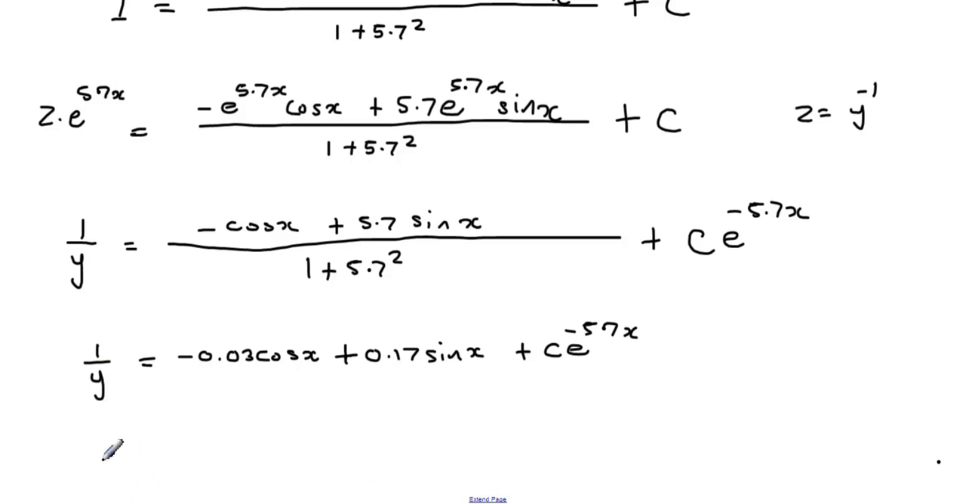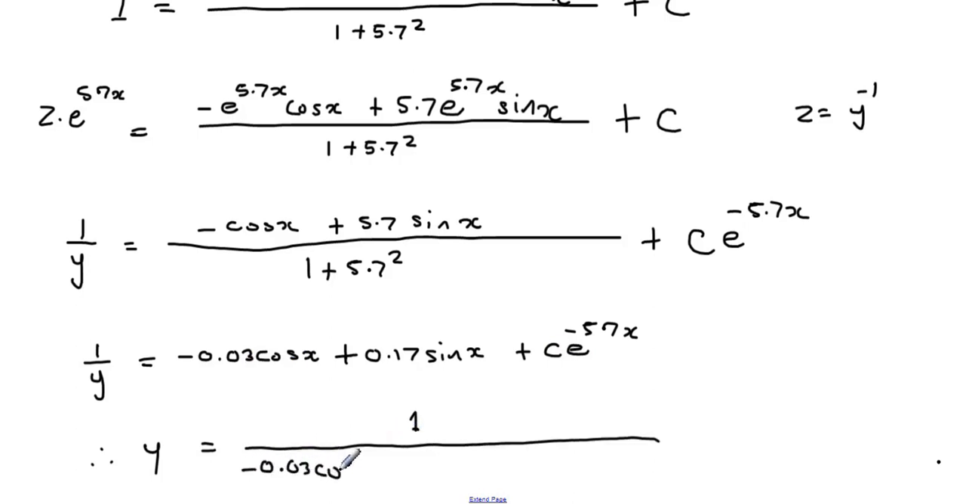So now, inverting both sides, remember this is over 1, we're going to have y equals 1 over minus 0.03 cos x plus 0.17 sine x plus c e to the power minus 5.7x. And this one gives us our general solution. That's what it is because of this c.